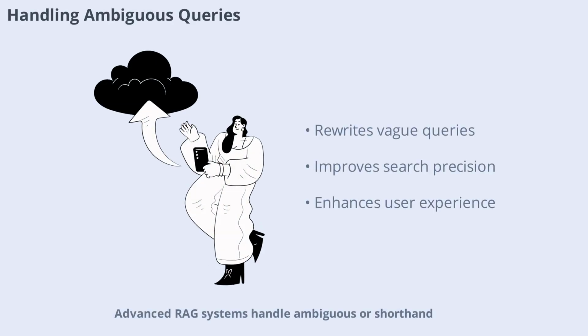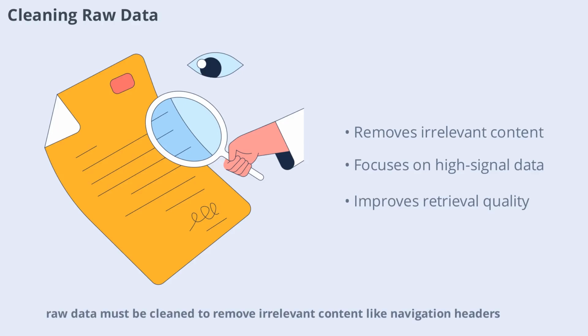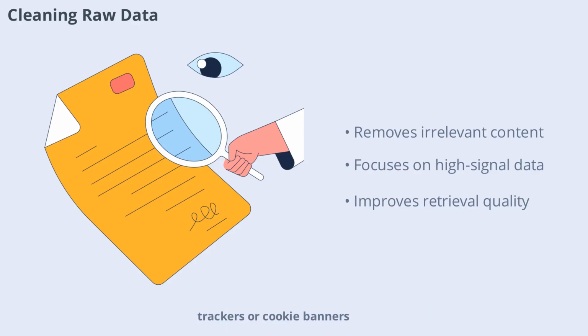Advanced RAG systems handle ambiguous or shorthand queries by using query rewriting and context analysis. This ensures that even vague questions are transformed into precise search prompts, improving the likelihood of retrieving the correct information. Before embedding, raw data must be cleaned to remove irrelevant content like navigation headers, trackers, or cookie banners. Document transformation ensures that only high-signal relevant information is processed, leading to better retrieval and more accurate responses.